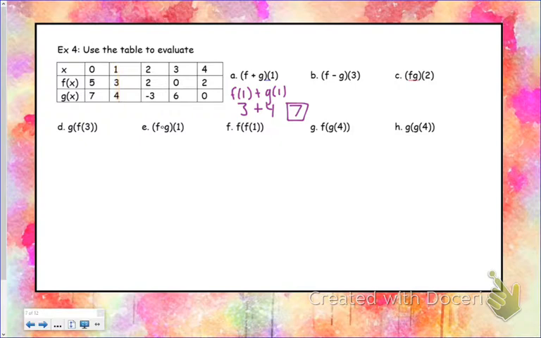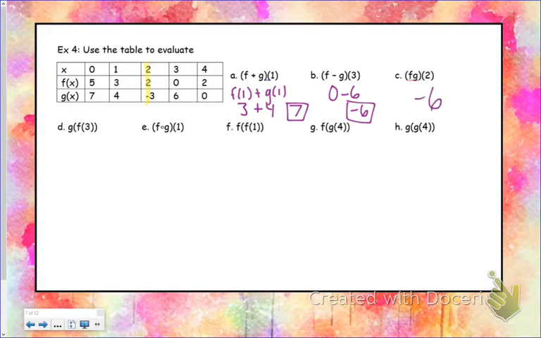All right, f minus g of 3. So I look at that table. When x is 3, f is 0, g is 6. So this is negative 6. f times g of 2. Okay, so I look at 2. F times g is -6.